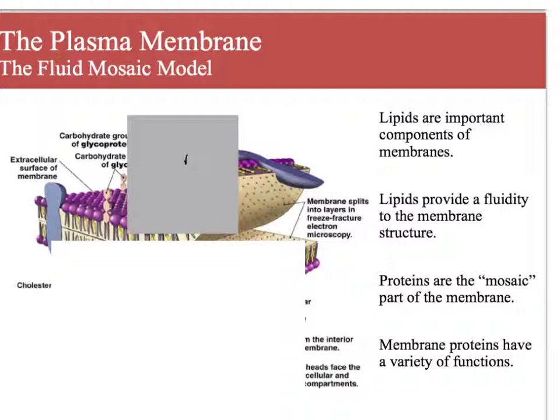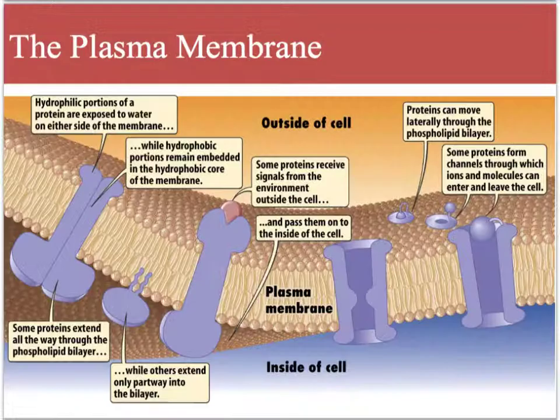The proteins are the mosaic part of the membrane, so they are interdispersed or placed in random locations. The proteins have a variety of different jobs. For some, they'll be assisting in facilitated transport, some will provide protein channels, some will be glycoproteins. So when we think about proteins and membrane structure, it's not a one-size-fits-all type of thing. Here we have an example of the different types of proteins that can be part of a plasma membrane.